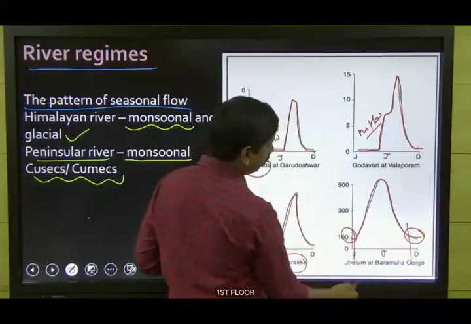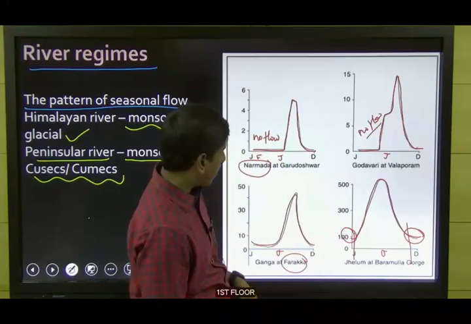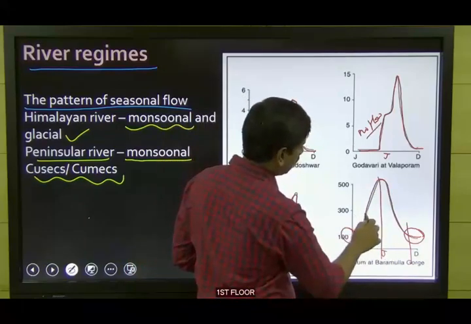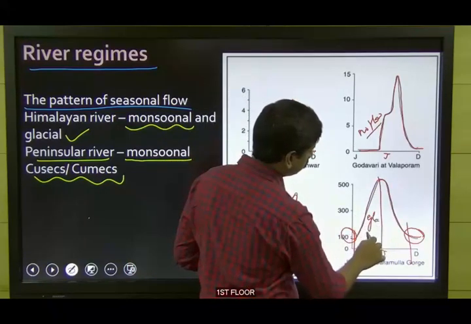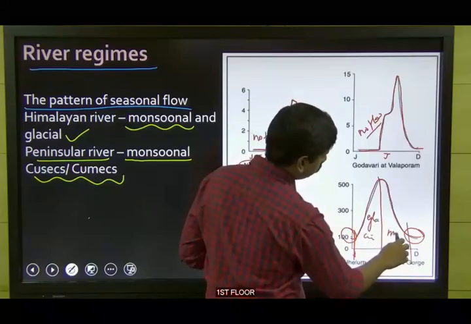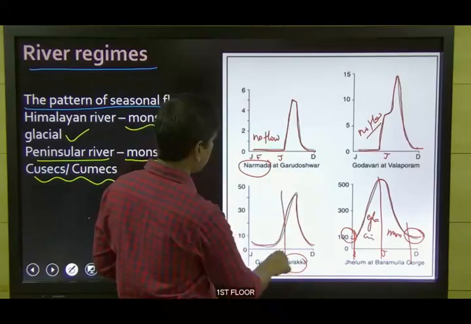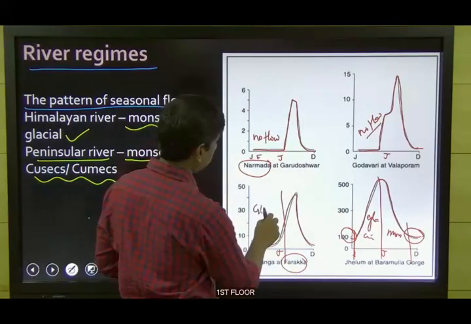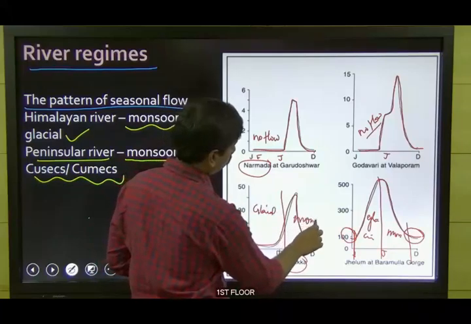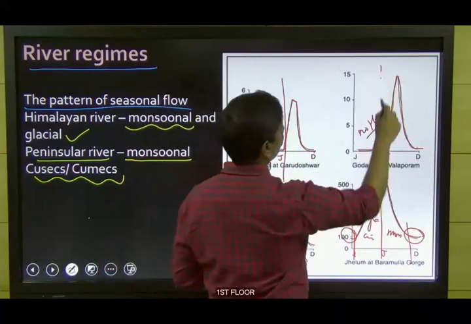November, December, January. From January end only, the flow starts picking. From January till June, it is glacial. From June to December, it is monsoon. Here also like that. From January, it is glacial. Here it is monsoon. So no glacial part here, fully monsoon only.